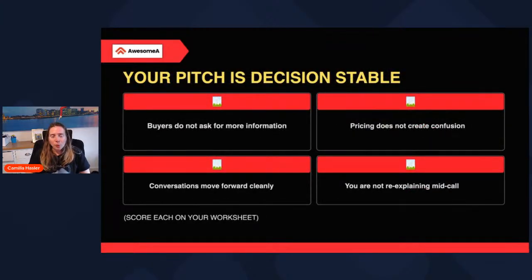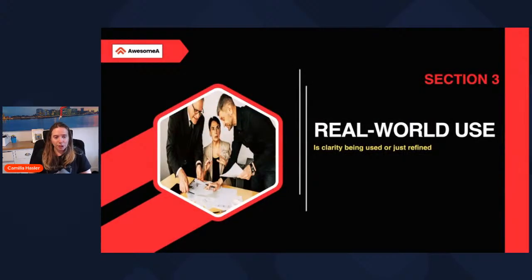You know that your pitch is stable and sound if your buyer doesn't ask you for more information when you tell them about it. If your pricing doesn't create confusion, you don't get asked to explain it again. You know that you have a stable pitch if you're not explaining and then re-explaining. And this can be mid-call, mid-meeting, where conversations move forward cleanly. This is all really important.